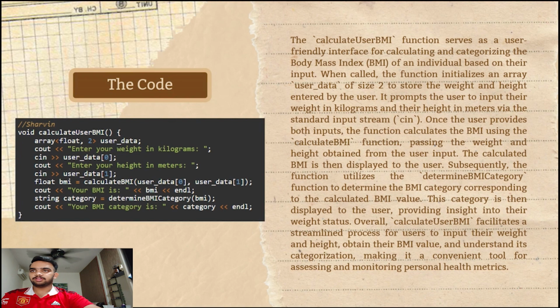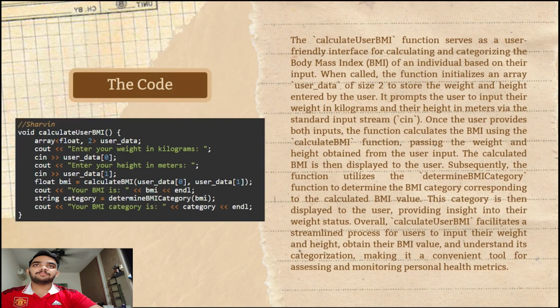Float BMI equals calculate BMI, user data 0 and user data 1. Cout your BMI is, cout BMI, it will display your BMI, and it displays the BMI calculated. String category equals determine BMI category, BMI. Cout your BMI category is, it will display the BMI category.